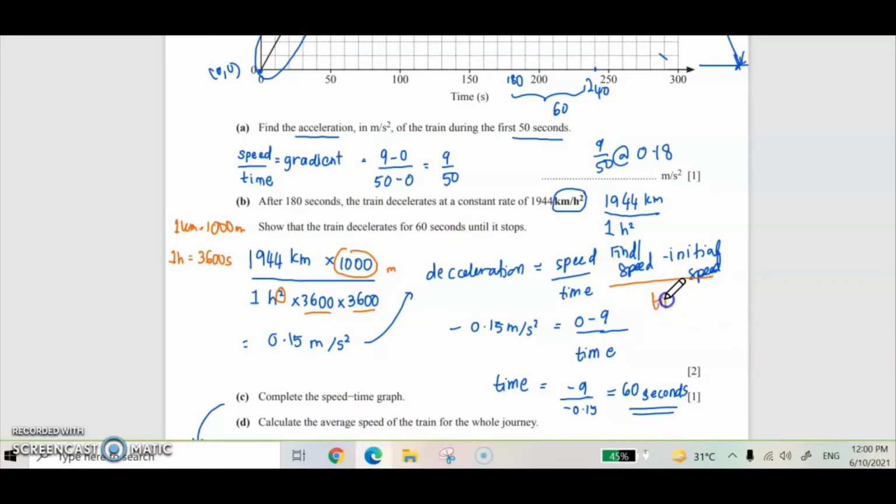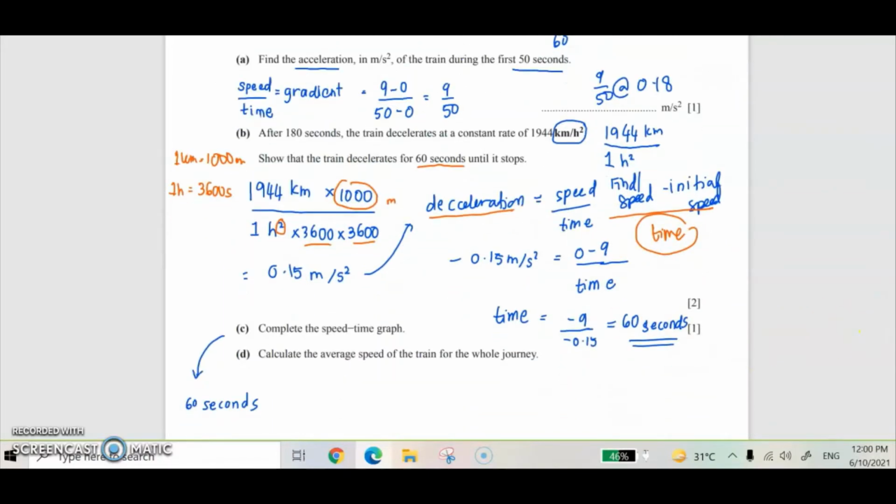Okay, per time. Time yang ni kita nak tentukan, which is sama dengan 60 second. Okay, 0 minus 9. Okay, since this is a deceleration, jadi kita akan letak negatif lah. So negative final speed, which is 0, minus initial speed, which is 9, divided by time. And then we get time here is negative 9 divided by negative 0.5, and then we get 60 seconds. So maknanya betul lah kat sini decelerate for 60 seconds until it stop.